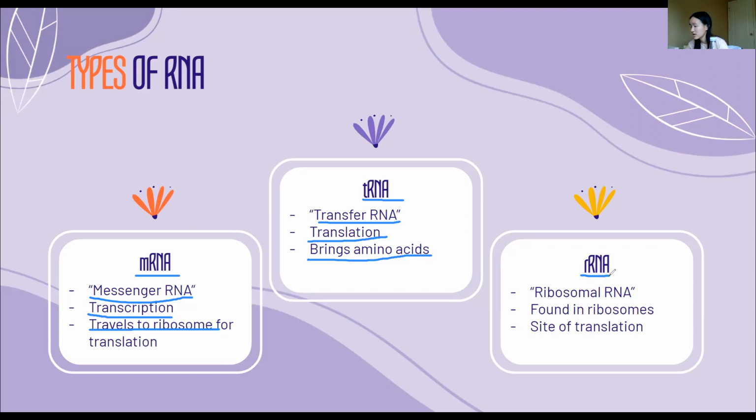And rRNA is the last one, which stands for ribosomal RNA. So rRNA is found in ribosomes, which are like the tiny black dots I talked about at the beginning. And it is the site of translation, which again, will make more sense later.